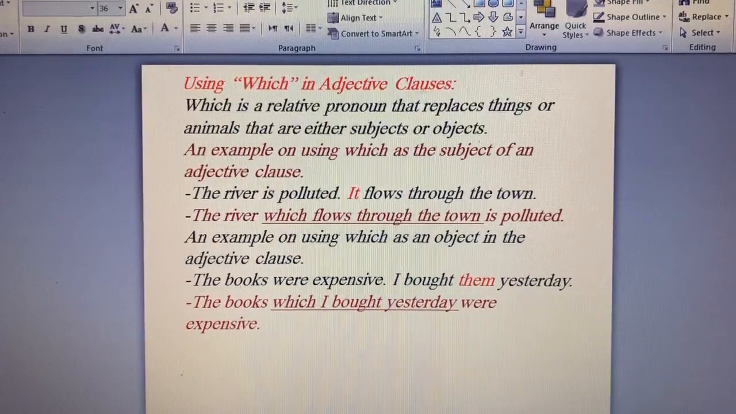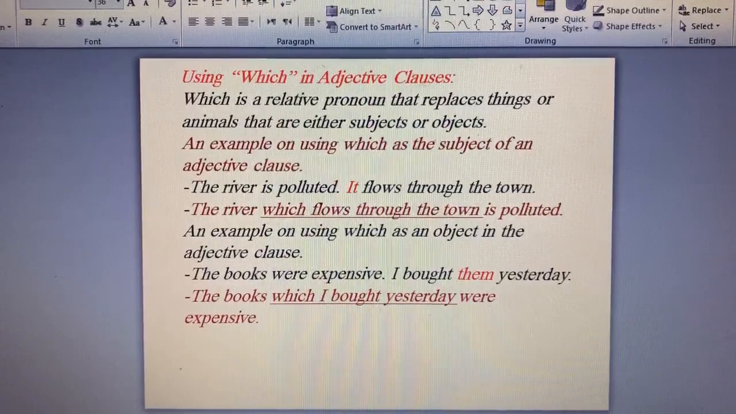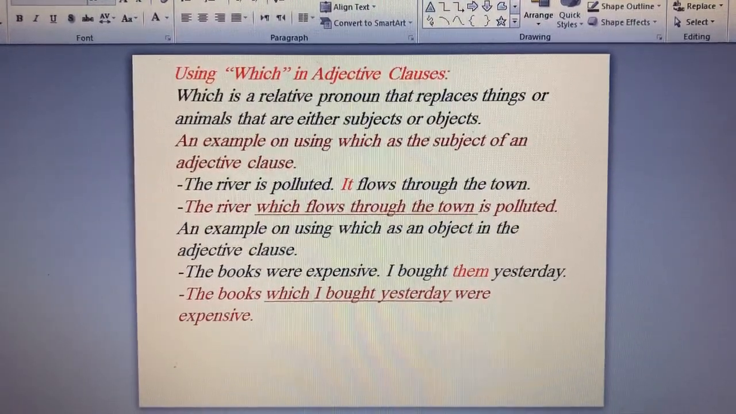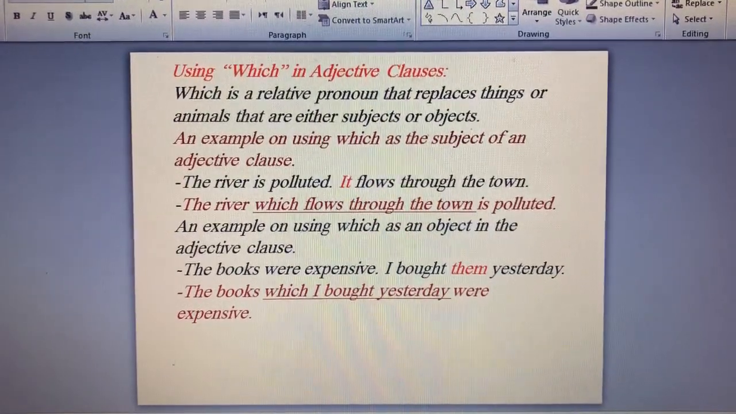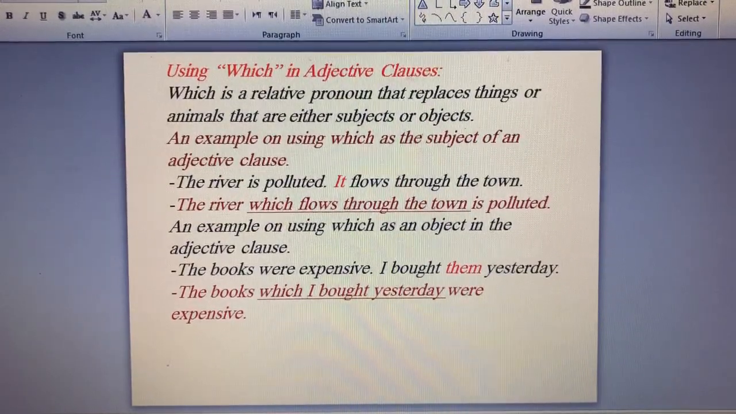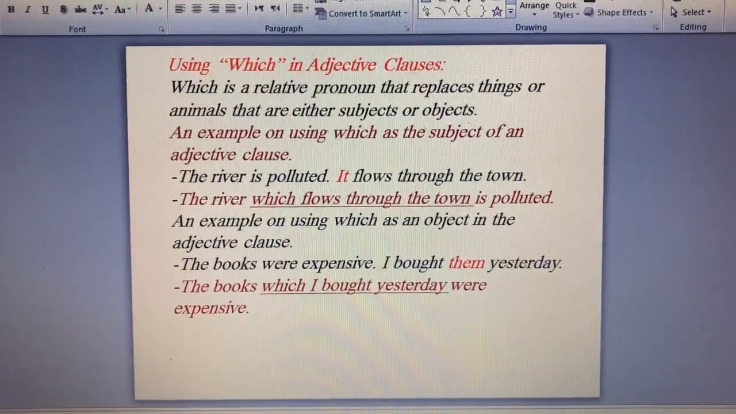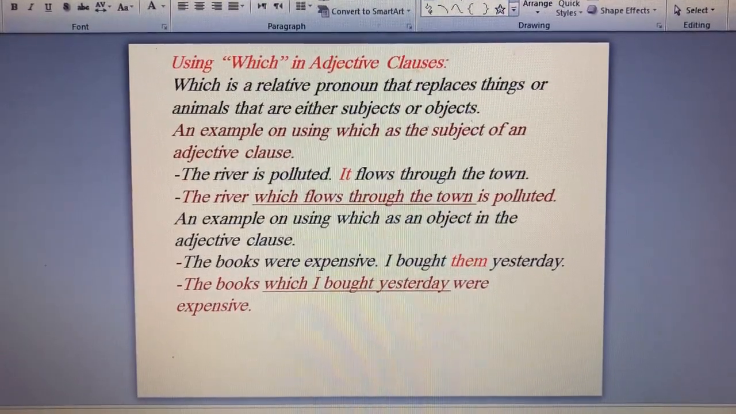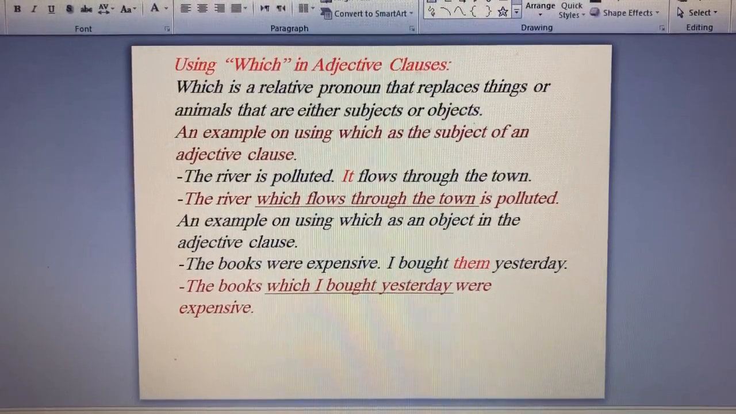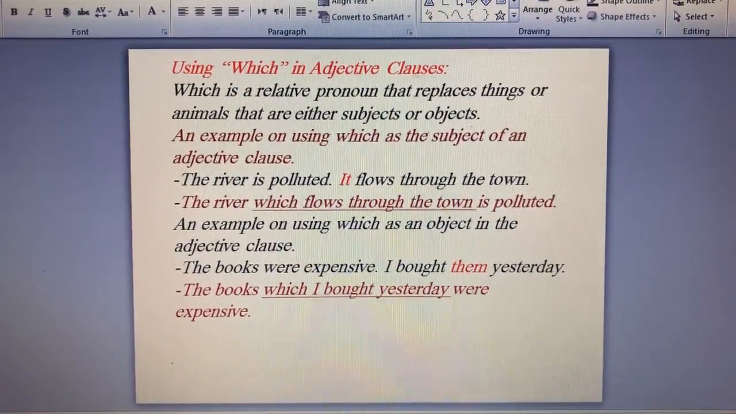It should be omitted from the adjective clause and replaced by which. The river is the subject that is modified here in this adjective clause. The river which flows through the town is polluted. This underlined part is an adjective clause modifying the subject river. Which is the subject of the adjective clause. Flows is the verb. I stopped at the town, since is another verb which shouldn't be included here.